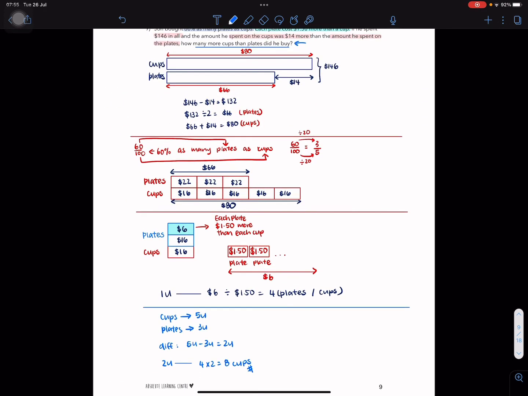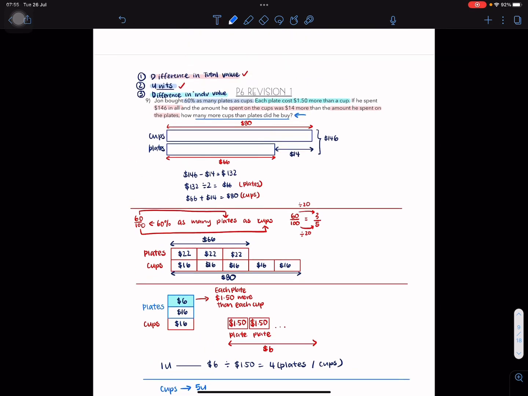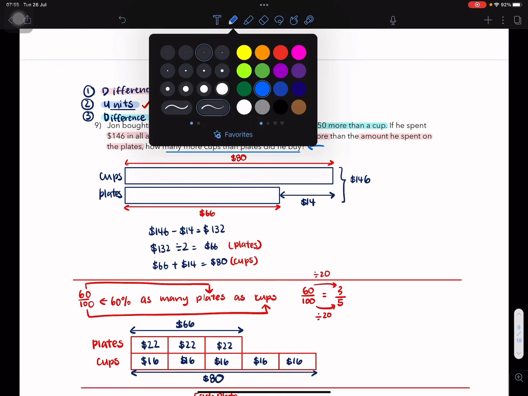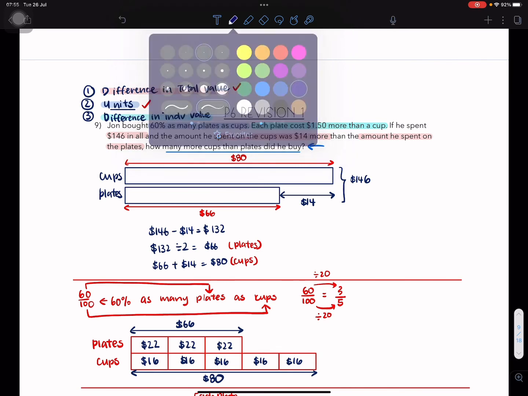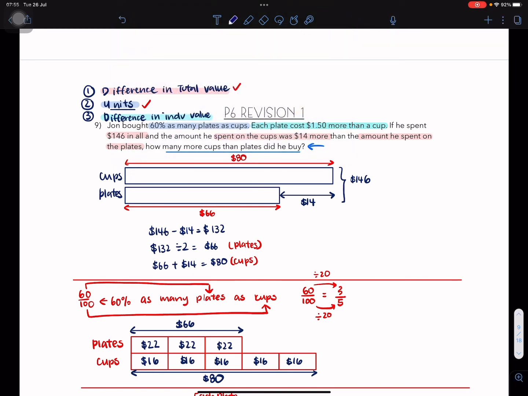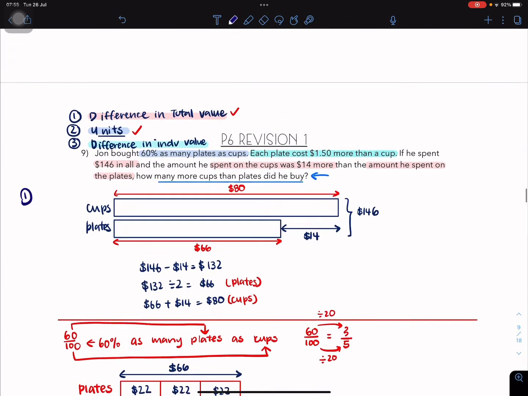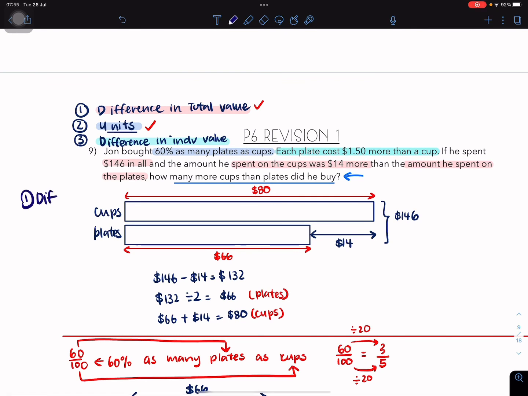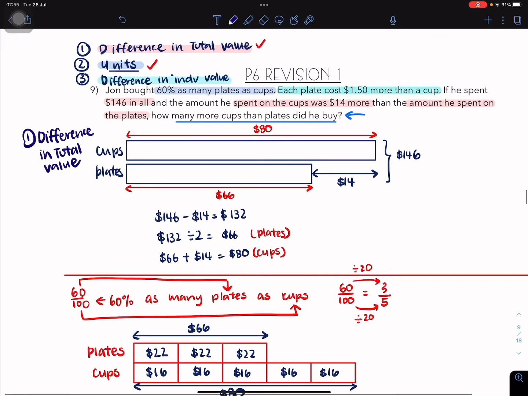Okay, so let's take a look at the overview. First step would be the difference in the total value. Okay, so step number 1, we looked for. Remember, do not skip the steps, okay? Just go by these steps, okay? Difference in total value. Use the information to get the price of all the cups and all the plates.